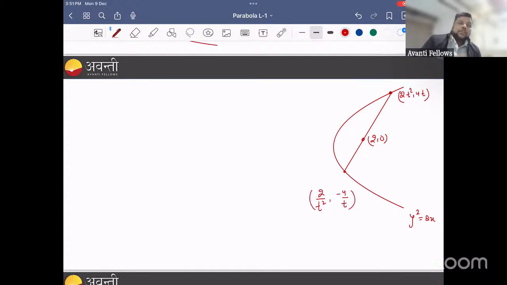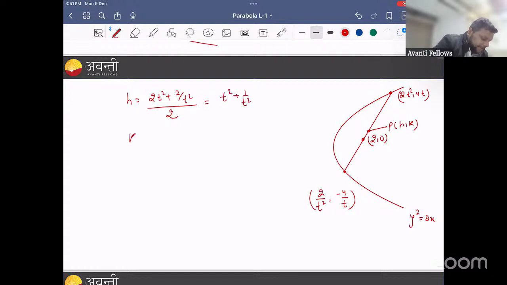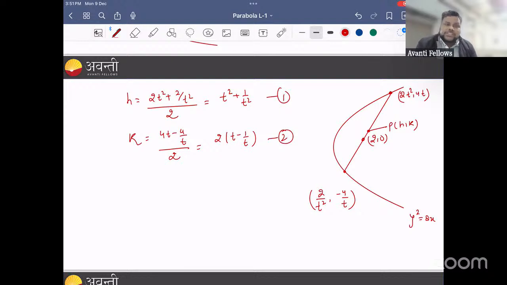Yes or no? Now you are trying to find the locus of the middle point. Say this middle point P is (h, k). So this h is (2t square plus 2 upon t square) by 2, that is t square plus 1 by t square. This k is what? 4t minus 4 upon t, half of that, that is 2 times (t minus 1 by t). Am I clear? Now, using these two relations, 1 and 2, you just want to eliminate t. So once t is eliminated, you get an equation in h, k that will be your locus.